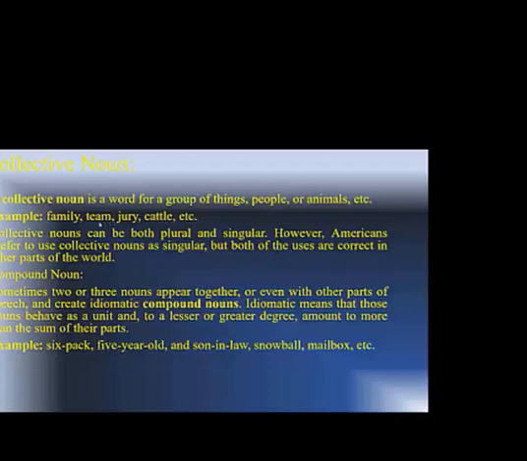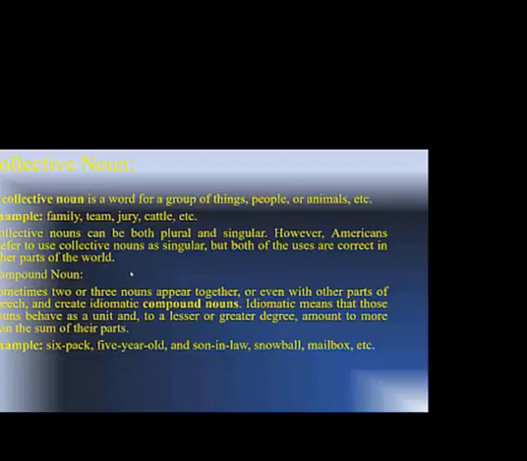When I say families, I mean several families, so several groups of people. Each group is a family. But for English in particular, and other parts of the world that speak English, they put it either in plural or singular.